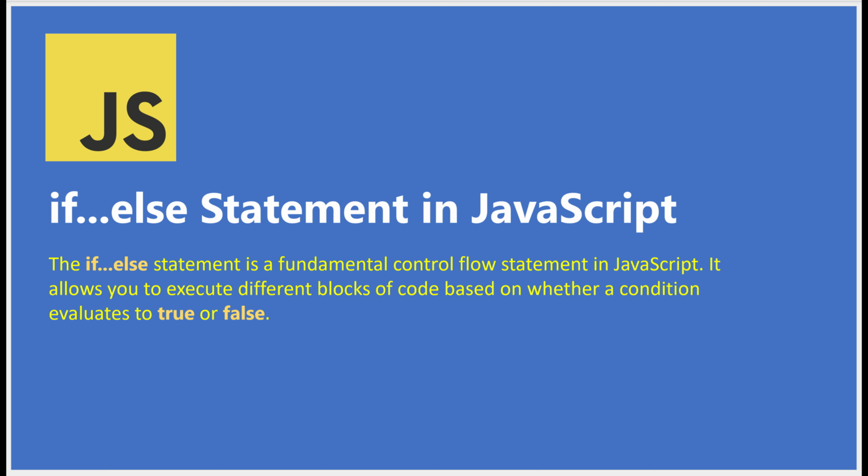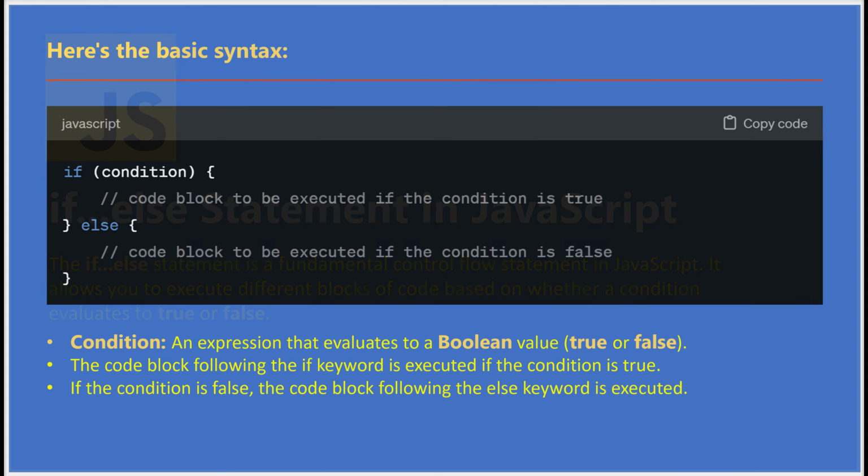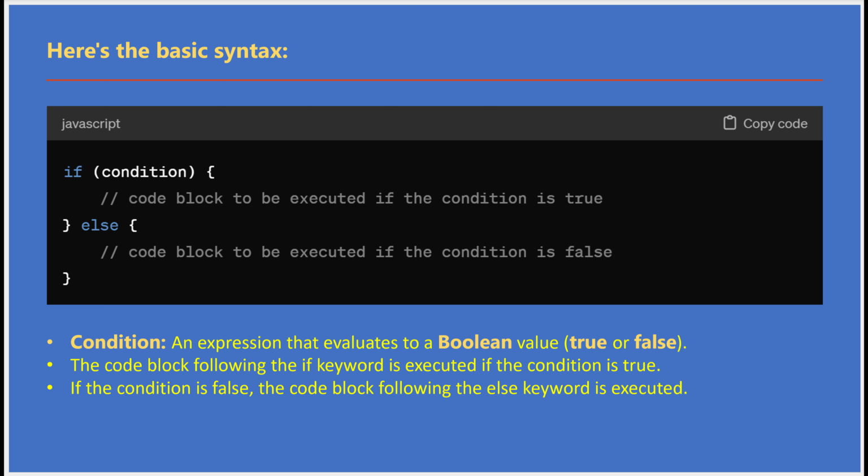It's the pivot point where code can take different directions. It's like a crossroads, where the path chosen depends on certain conditions. At its core, the if and else statement is pretty straightforward. It evaluates a condition to either true or false, and executes different blocks of code accordingly.